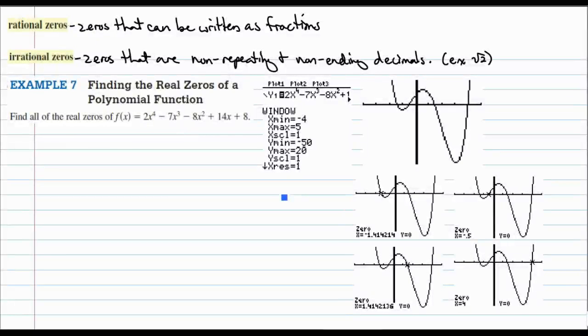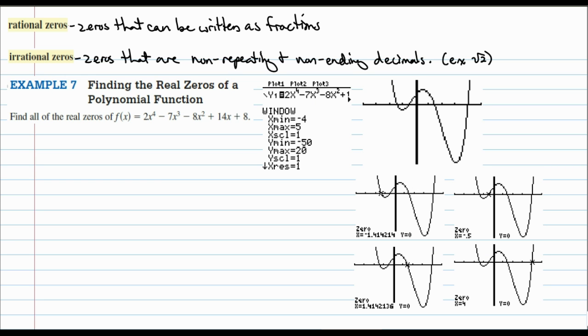This is the screencast for section 2.4, example 7. So we're going to find all the real zeros of a polynomial function, and we're not going to use our calculator entirely to do this. So first of all, we have two types of real zeros.